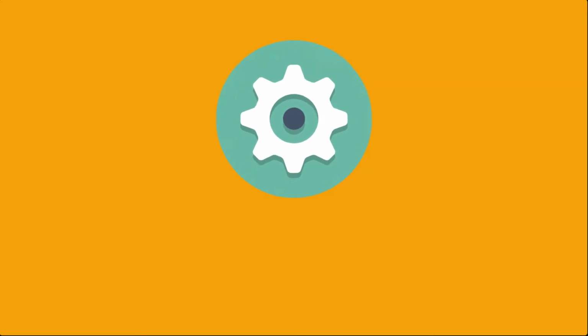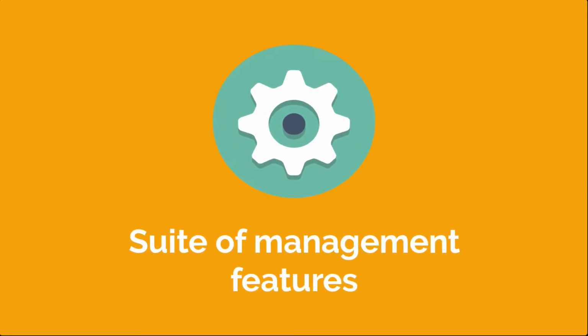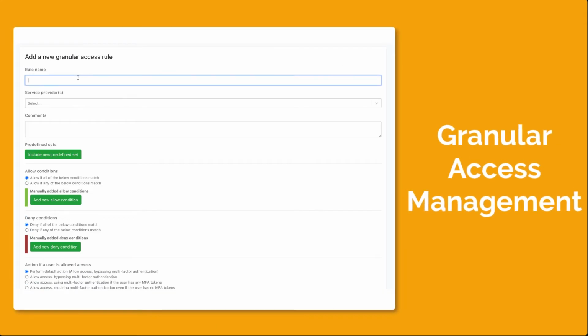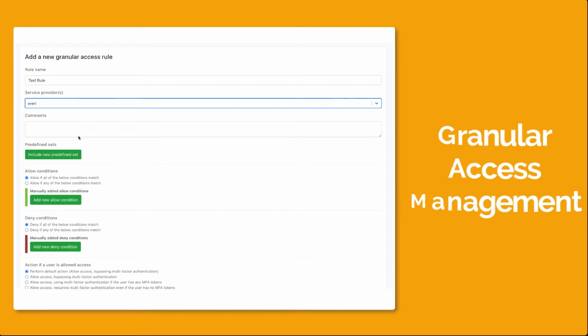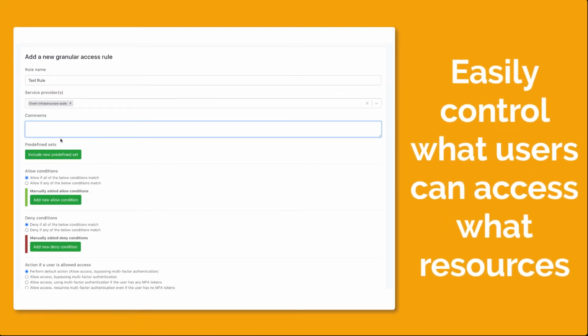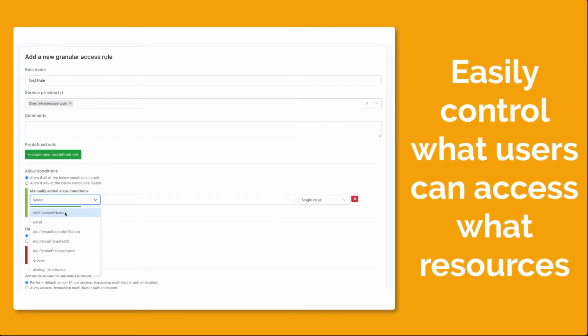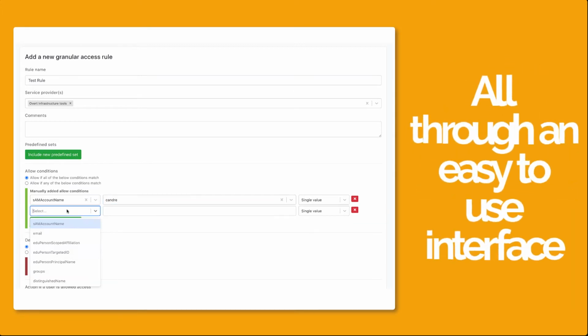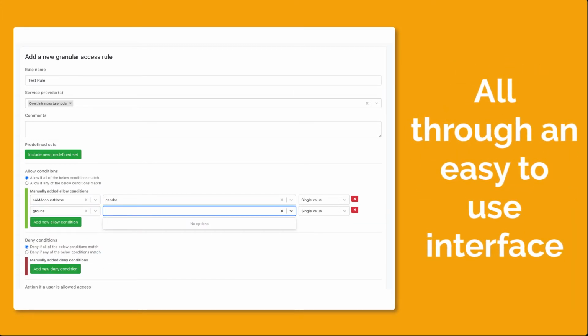In addition to the powerful statistical reporting, we also have a suite of management features available. One powerful feature is Granular Access Management. Using this feature, you'll be able to control what groups of users can access resources or sets of resources. This is all easily controllable through a front-end interface.